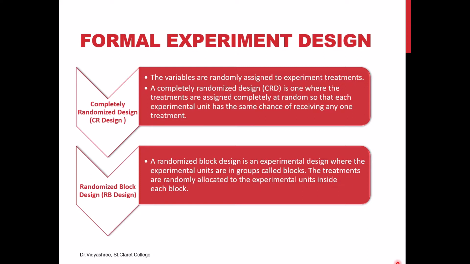Let us understand this with an example. Suppose we have 10 patients and two types of treatment, treatment A and treatment B, and we want to test these treatments. We want 5 patients for treatment A and 5 patients for treatment B. Under completely randomized design, we can randomly select 5 people for treatment A and 5 people for treatment B. That is called completely randomized design, also known as CR design.